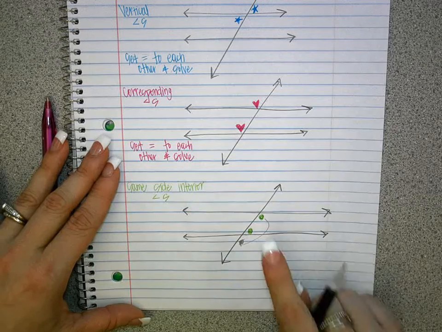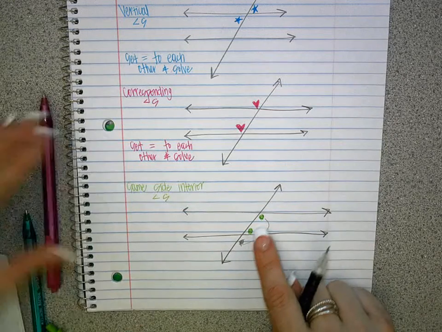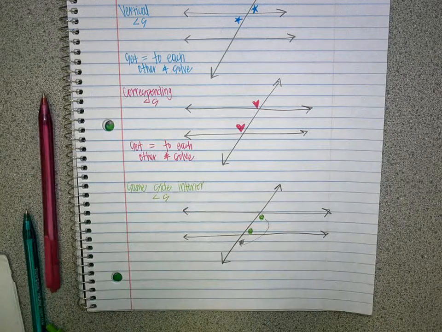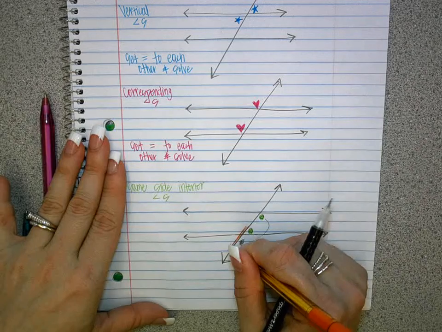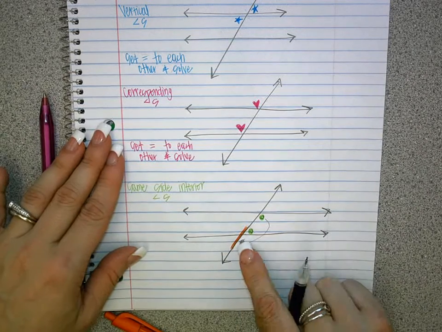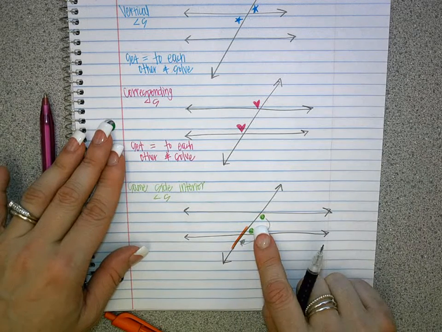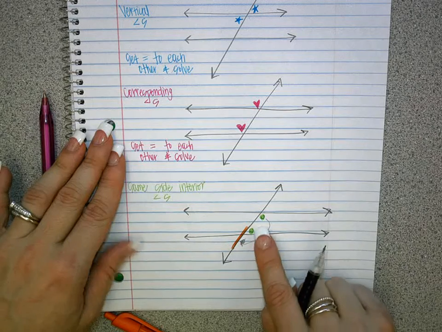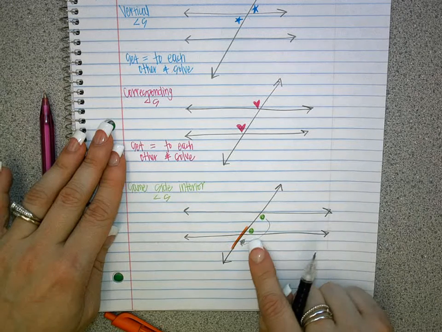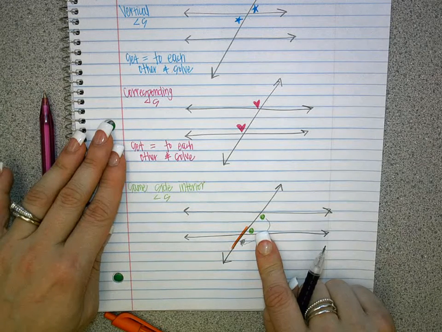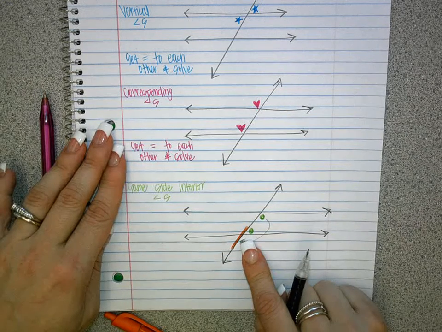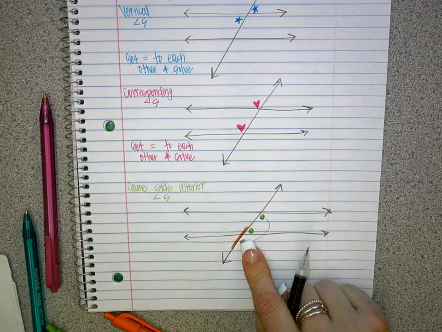What do you know about it if you have two angles that are, what kind of shape are they on right here? They're on a straight line. So if you have two angles that are on a straight line, what do you know about them? They're supplementary, which means they add to be what? 180.